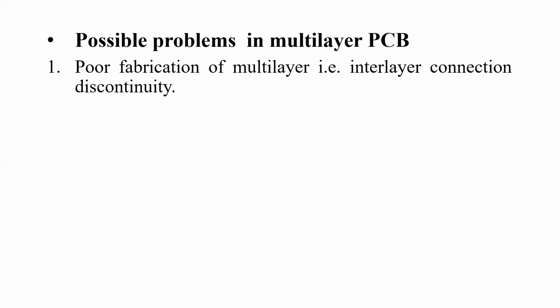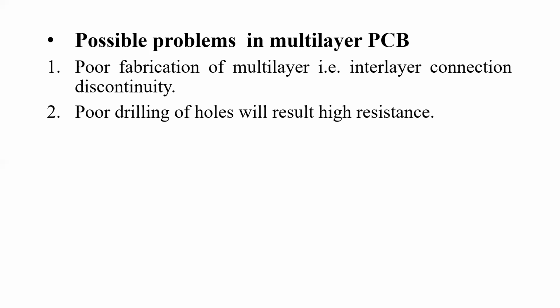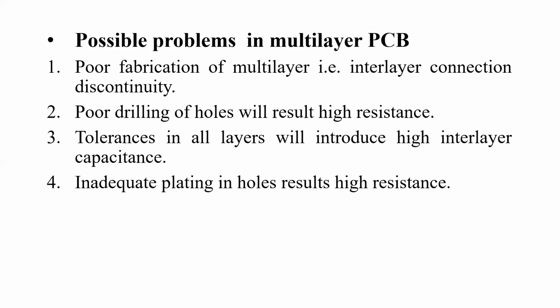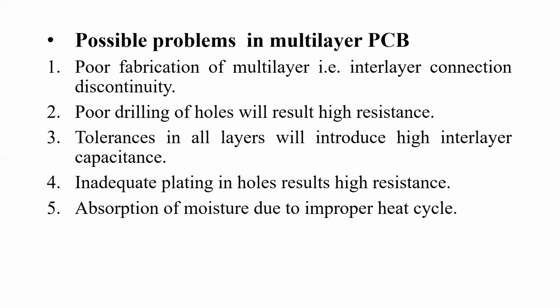Possible problems in multi-layer PCB. We have to study what the possible problems in the multi-layer PCB are. Poor fabrication of multi-layer PCB, that is interlayer connection discontinuity. Then problem drilling of holes will result in high resistance. Tolerances in all layers will introduce high interlayer capacitance. It increases the capacitance and this may create a problem. Inadequate plating in holes results in high resistance. By that the resistance increases. Then absorption of moisture due to an improper heat cycle.